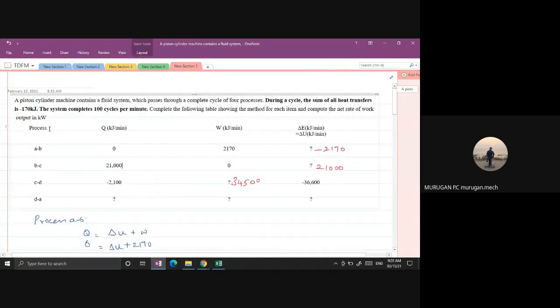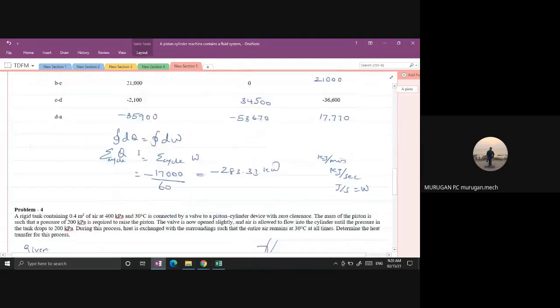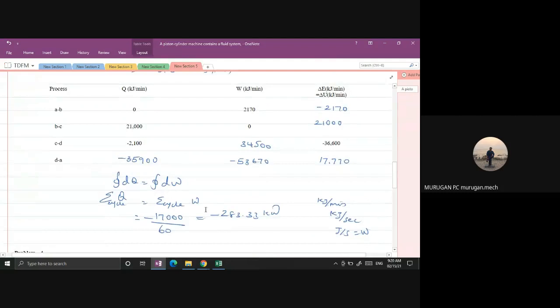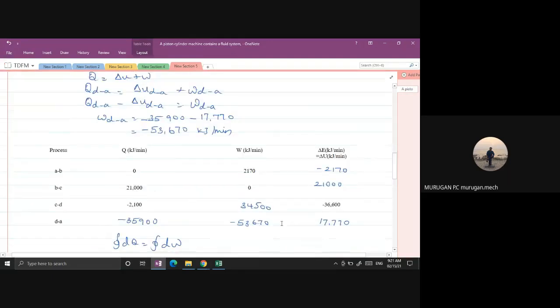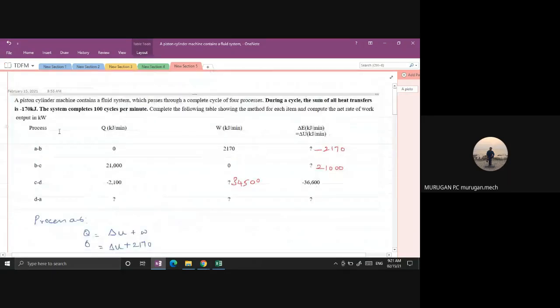After that, we have to find out the important term, that is, compute the net rate of work output in kilowatt. Net rate of work output in kilowatt. That is very, very important. We know that Q equal to W for the cycle, that is minus 17,170 kilojoule into 100 divided by 60. That is the rate output in kilowatt, that is minus 283.33 kilowatt.